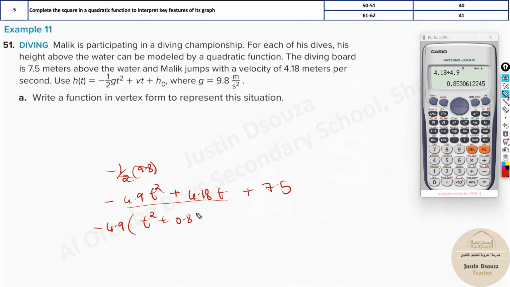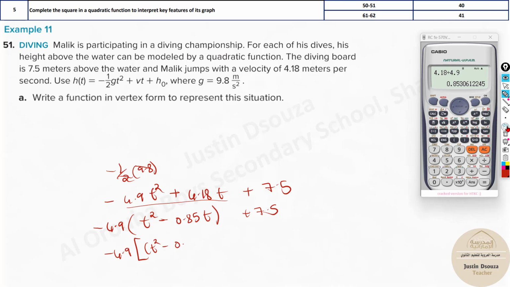It's 0.85t, but this minus is divided by minus, so it'll be changed to minus this one. Why? Basically, if you take this common out, you have to divide both sides by this term, negative 4.9. When you divide the first term by negative 4.9, it'll be only t squared. Here, when you divide, you get negative 0.85t. And then don't forget this plus 7.5. Now we do completing the square. This remains over here. It will be t squared minus 0.